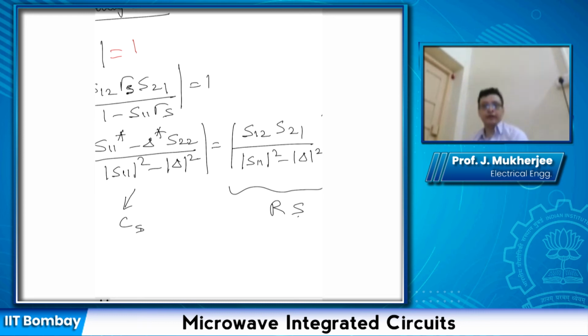Okay, now you might ask me which one is more correct. Should I check the stability using the input stability circle or the output stability circle? See, the two conditions are different. The output stability circle gives you the values of gamma L for which the system is stable or unstable, whereas the input stability circle gives you the values of gamma S for which the system is stable or unstable.